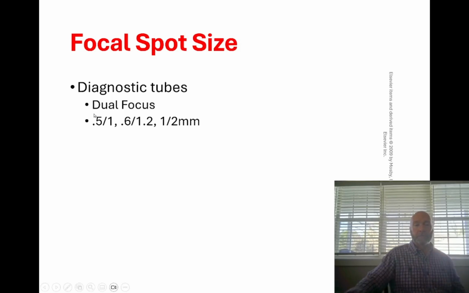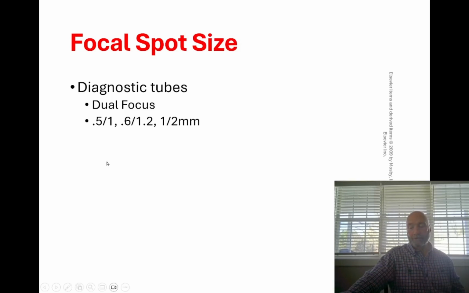It's a dual focus tube because we have two filaments, and those filament sizes in most of your diagnostic tubes are a half a millimeter and a 1 millimeter, or it could be a 0.6 and a 1.2, or a 1 and 2 millimeter. What you're going to find as you go through the curriculum is that all of your controls and your settings are going to have a specific variance. That is how inaccurate something can be and still be accurate enough to be called accurate.